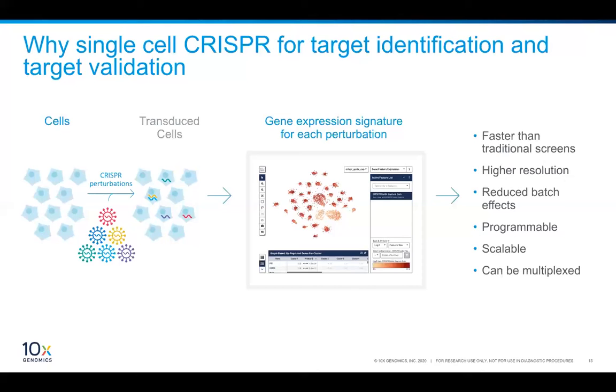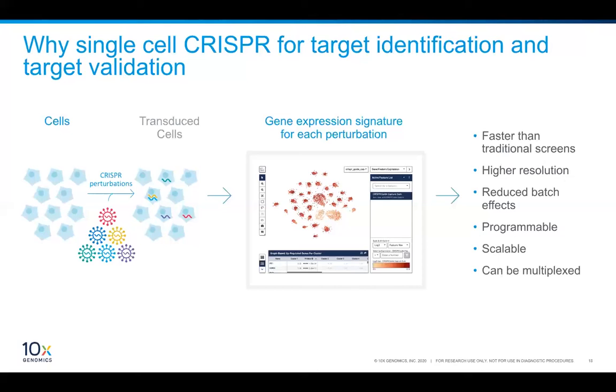Number one, it is fast because the readout is transcriptional phenotype. Your assay is only as long as it takes for the gene expression changes induced by your perturbations to work their way through the entire cell population. Number two, it is higher in resolution. The readout is full transcriptomes rather than a limited phenotype like growth or a specific reporter assay. Number three, you have reduced batch effects. For example, treatments, that is, cells that receive the guide RNA and the control cells that did not, can be pooled in the same experiments and they will get prepped together.